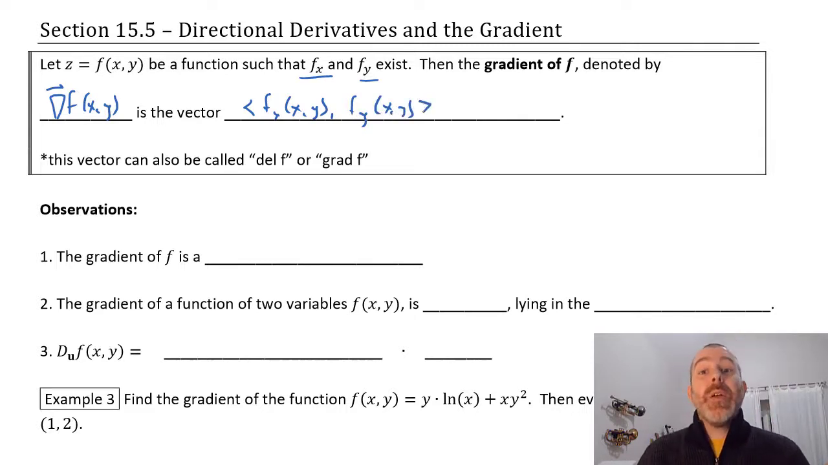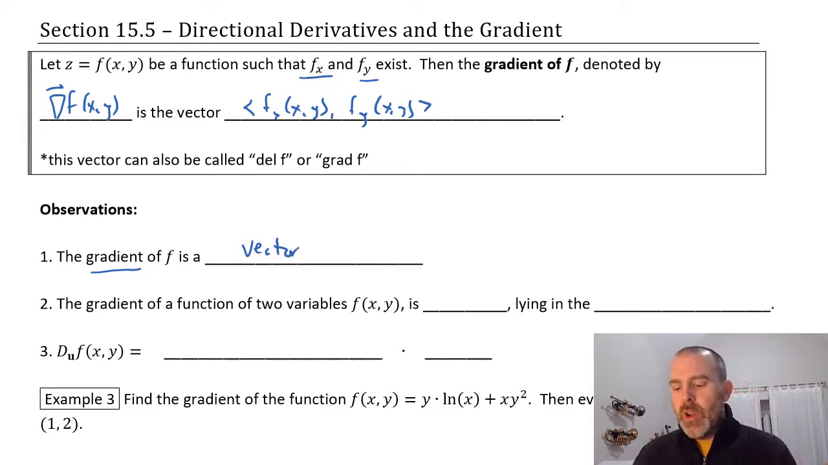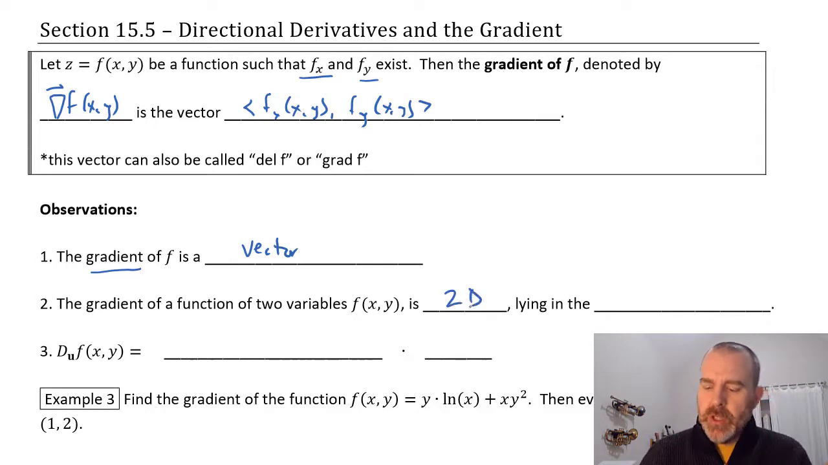There are going to be some very interesting and useful properties of the gradient that we will see in a little bit. First of all, to be clear, the gradient is not a directional derivative. Directional derivative is the slope of the tangent line in that direction, right? So the gradient is a vector. This is really important. It's a function of two variables, which means it's two-dimensional and it lies in the xy plane.